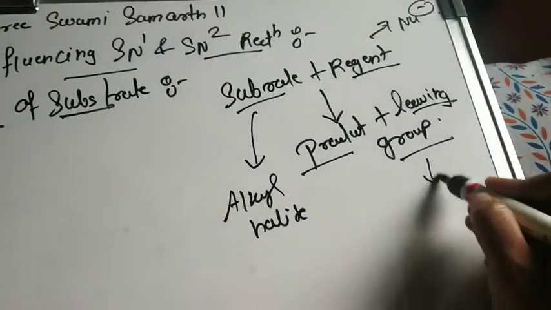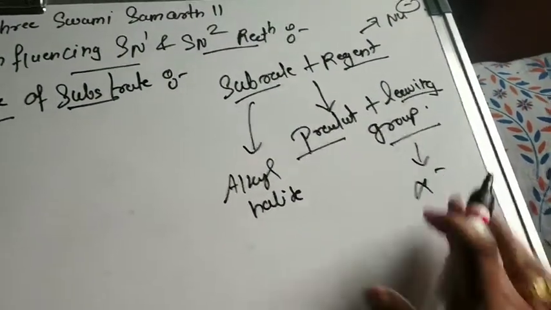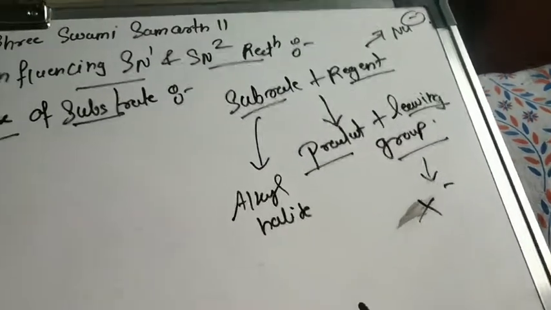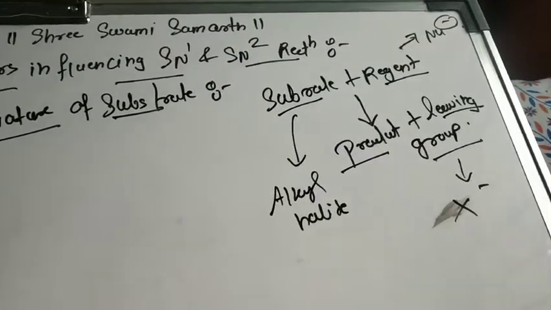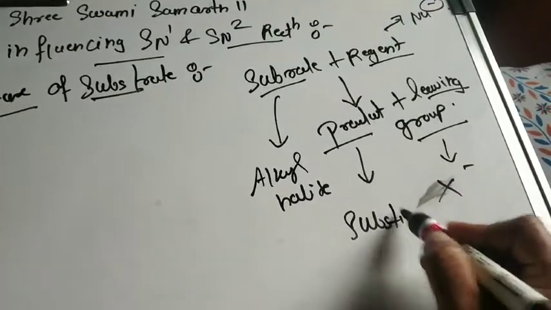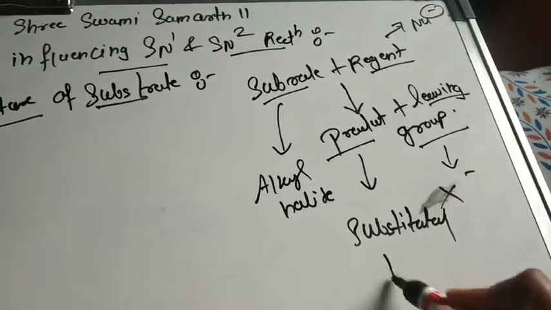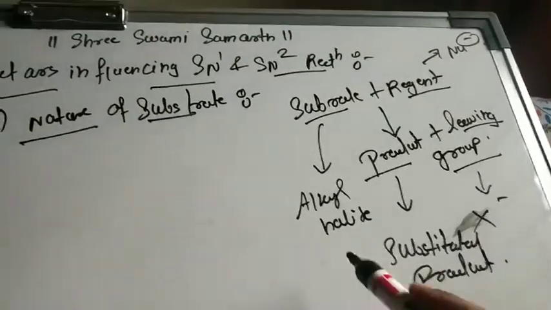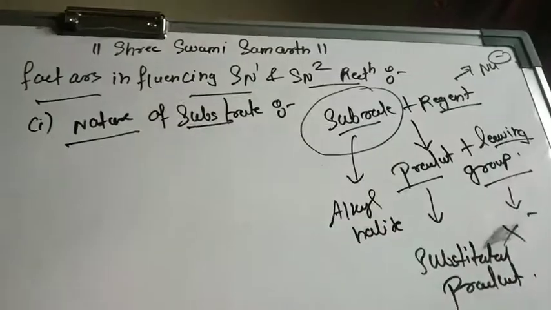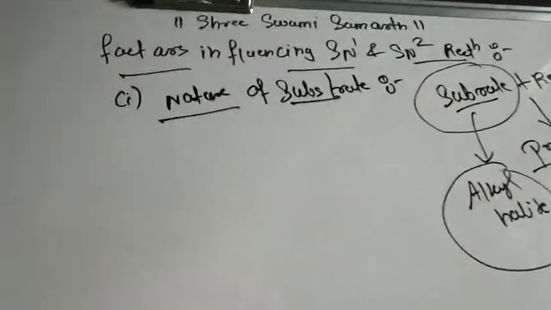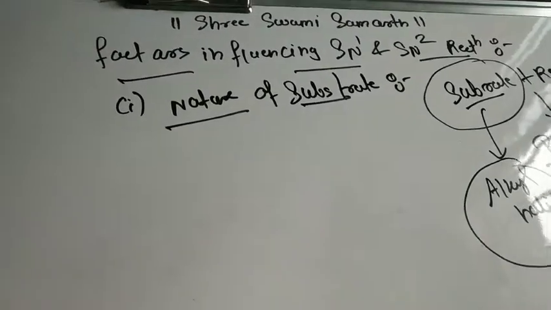And the leaving group will be X minus, that will be the halogen atom, right? And the product obtained will be a substituted product. So here we are talking about the nature of the substrate, that means the nature of the alkyl halide, right? So the first factor is the nature of the substrate.